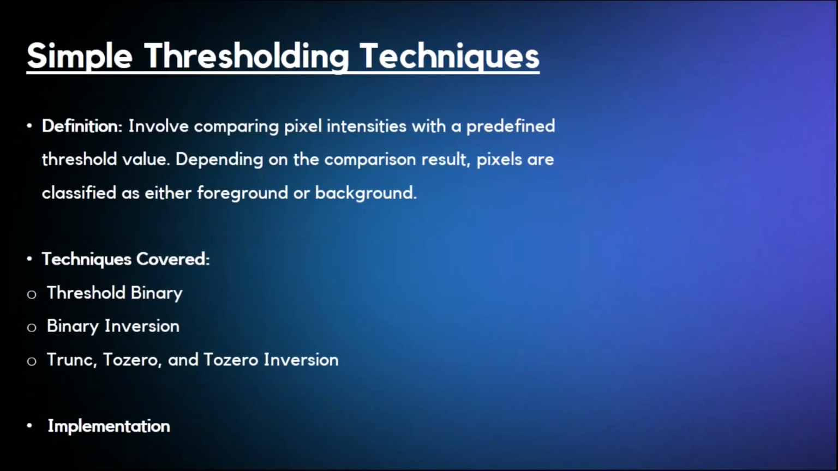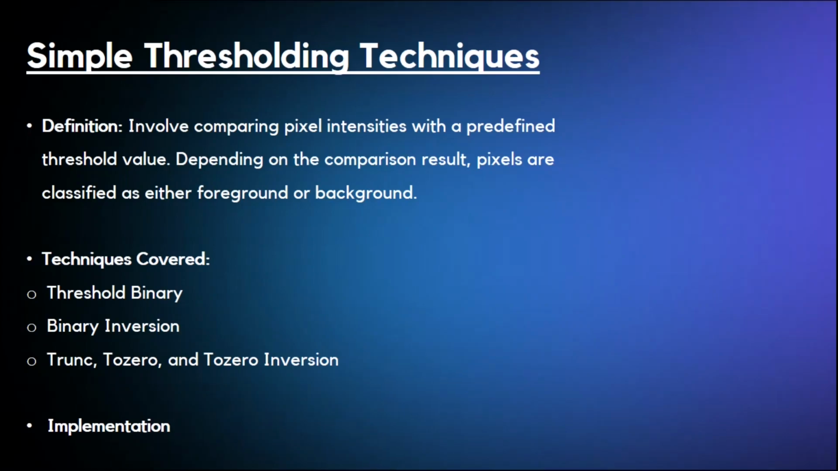Simple thresholding methods are basic techniques that involve comparing pixel intensities with a predefined threshold value. Depending on the comparison result, pixels are classified as either foreground or background. Simple thresholding is straightforward. For every pixel, the same threshold value is applied. If the pixel value is smaller than the threshold, it is set to 0, otherwise it is set to a maximum value. The function cv.threshold is used to apply the thresholding.